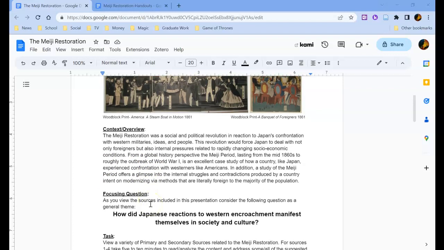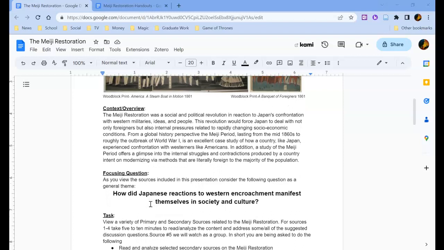The context and overview. The Meiji Restoration is a social and political revolution in reaction to Japan's confrontation with Western military, ideas and people. The revolution would force Japan to deal with not only foreigners but also internal pressures related to rapidly changing socioeconomic conditions.